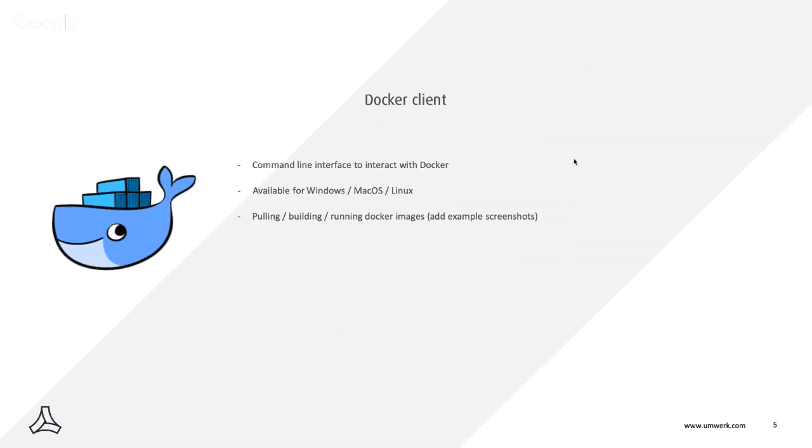As I mentioned, the Docker client is a command line interface, how we interact with Docker. It is available on all three major OSs: Windows, macOS, and Linux. Its responsibility is mostly pulling, building, and running Docker images, setting up the shared volumes, setting up networks, and so on. It is really the main CLI for Docker.